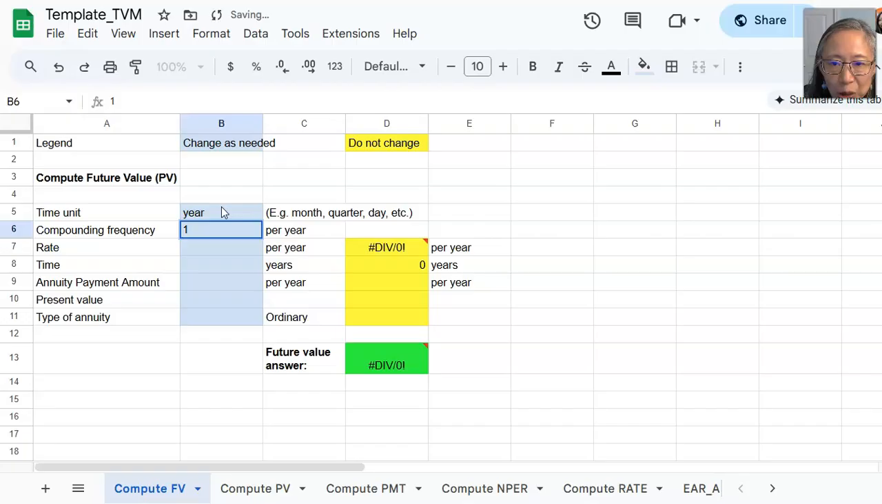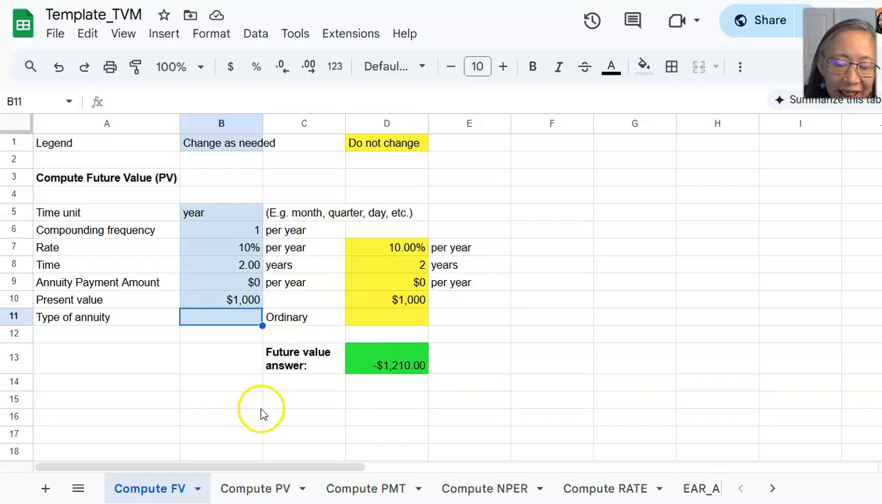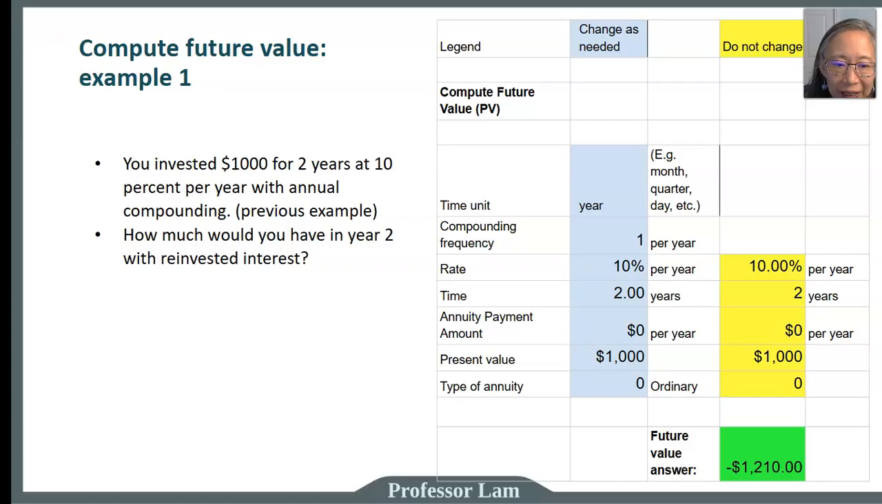And that means it is once per year. The interest rate was 10% and the time was 2 years. We don't have any payment. The present value was $1,000 and we don't have to specify the annuity. So the future value answer is $1,210, the same as what we have computed in the other two methods. Now enter this information into your own template and see if you get this answer.